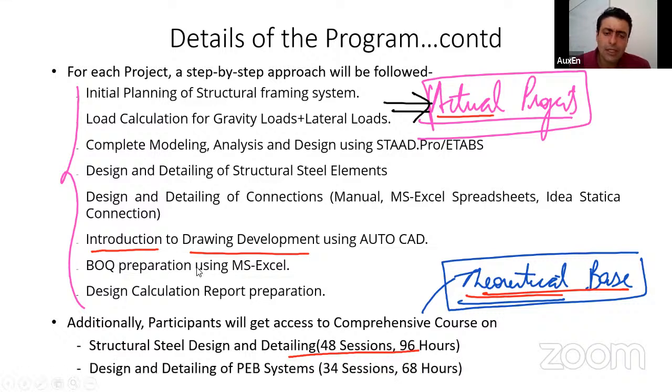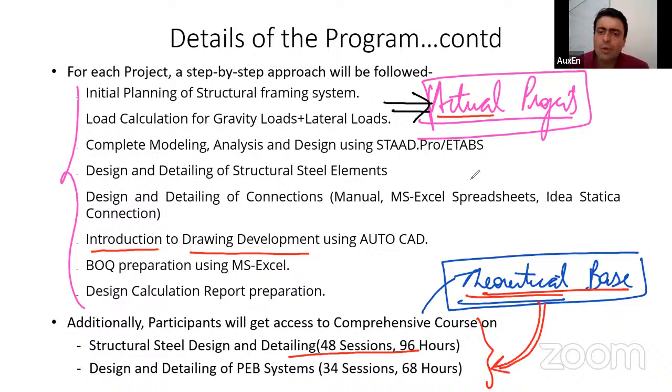And the second course that will be added to your package will be another online course that we had conducted, design and detailing of pre-engineered systems. This was again a comprehensive course, 34 sessions, 68 hours. So these two online courses will form the theoretical base.